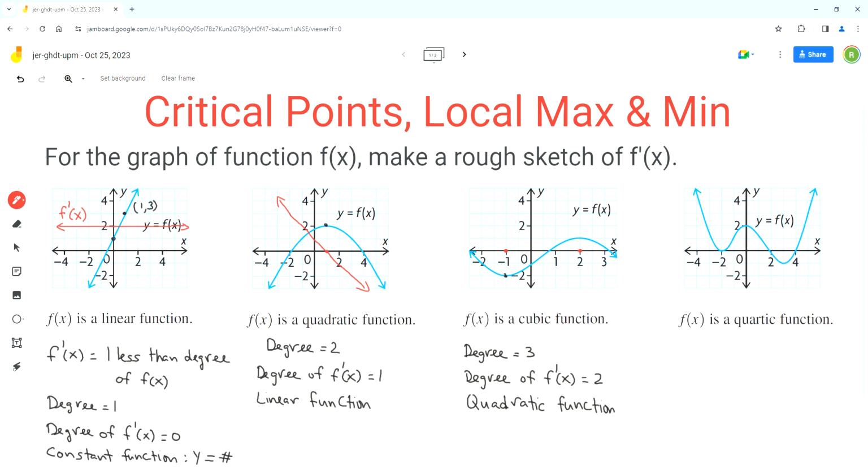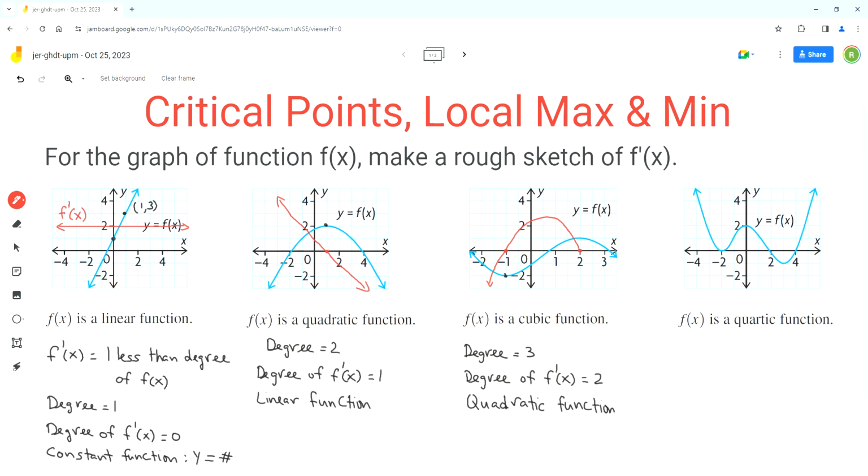That means the graph of f prime of x should be below the x-axis to the left side. So that means the graph should be like this. Now between -1 and 2, the given graph is sloping upward from left to right. That means the function is increasing. So the graph of f prime of x should be above the x-axis between -1 and 2. So we can graph that like this.